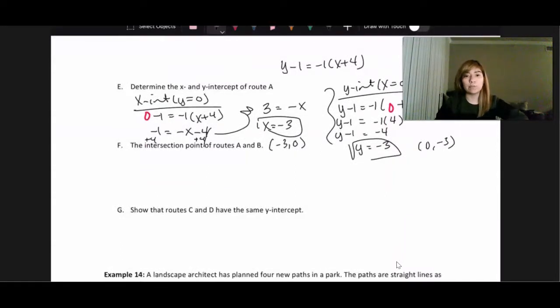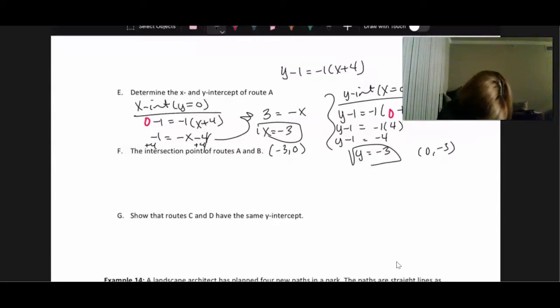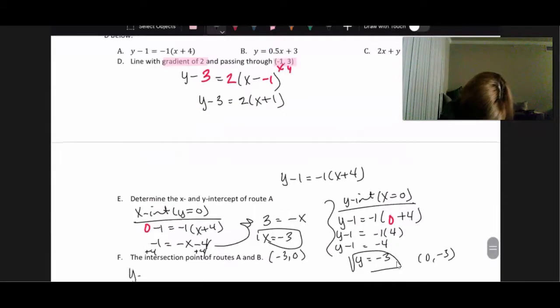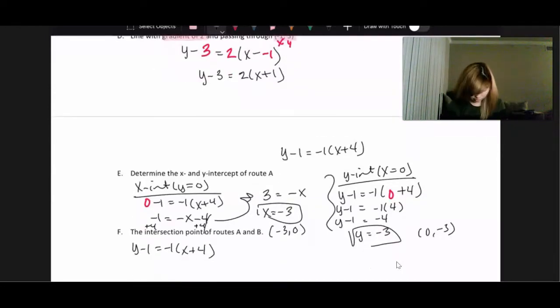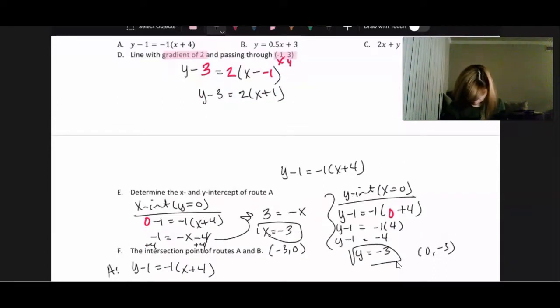Now the intersection points of my routes A and B, so we kind of did this before. You make them equal to each other. Now to make them equal to each other, you have to be careful. I'll write it down first, then I'll show you. So this is route A and route B. y equals 2.5x.